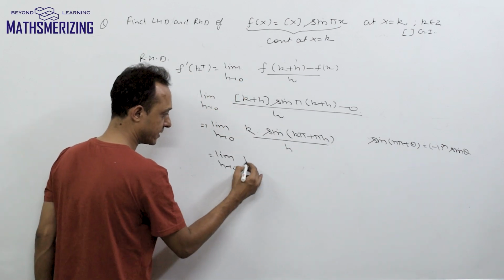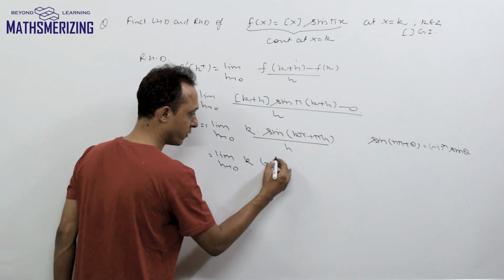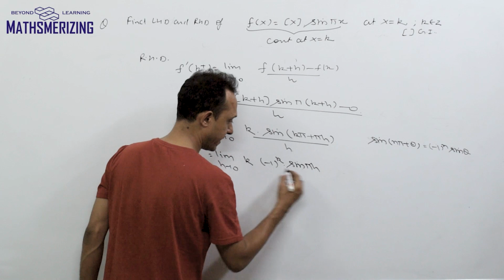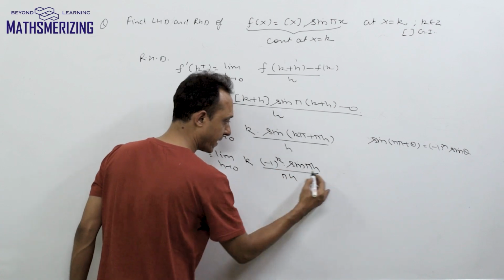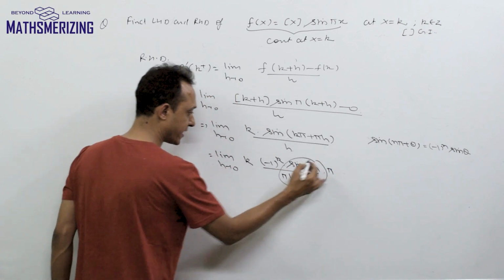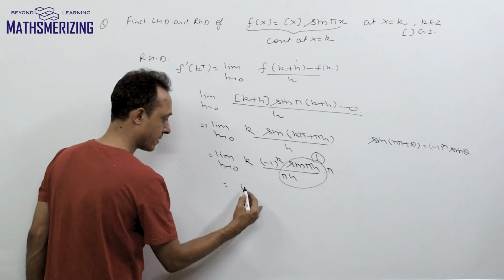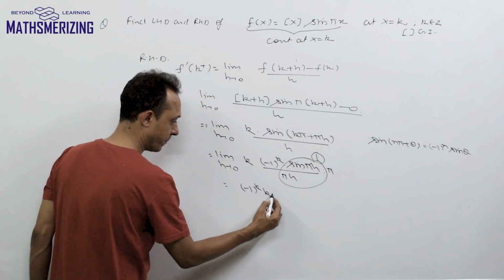h tends to 0, this is k, and this is minus 1 to the power k into sine pi h upon h. Again I'll multiply and divide with pi. So again h tends to 0, sine h upon h will be 1. So I'll get this answer as minus 1 to the power k into k pi.